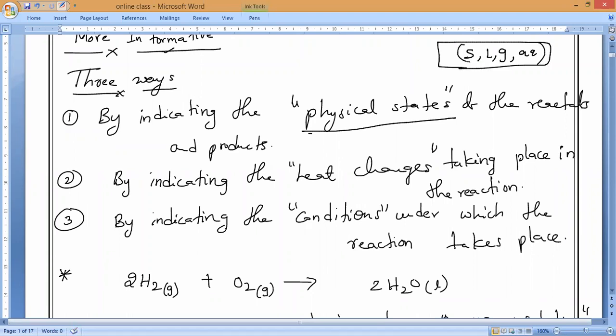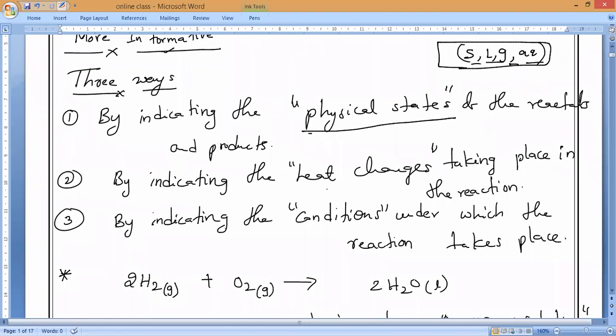So that equation will become more informative. It means we can understand in the reactants which one is reacting, either a solid, a liquid, or a gas. Same way in the products, what kind of product is coming, either liquid, gas, aqueous state, or solid state, we can come to know.